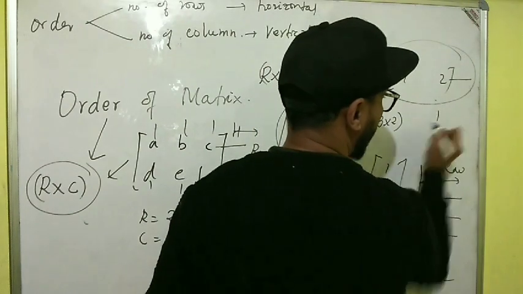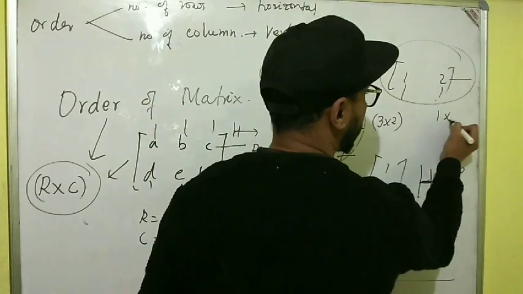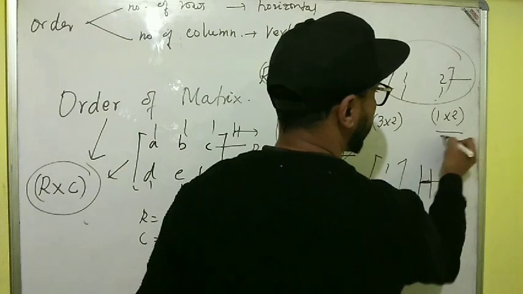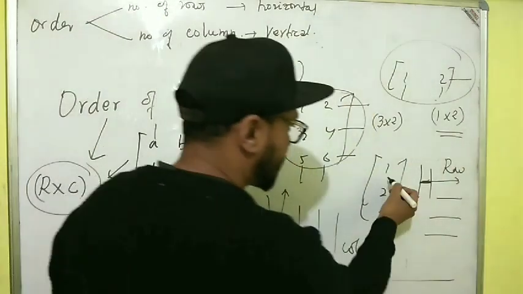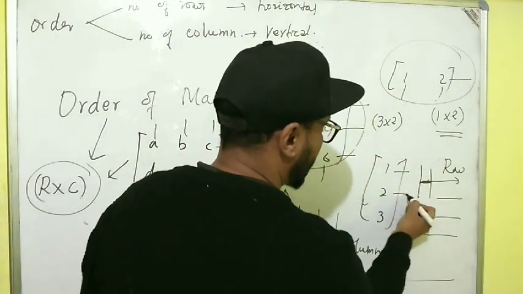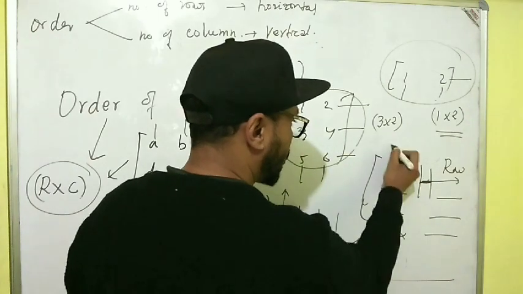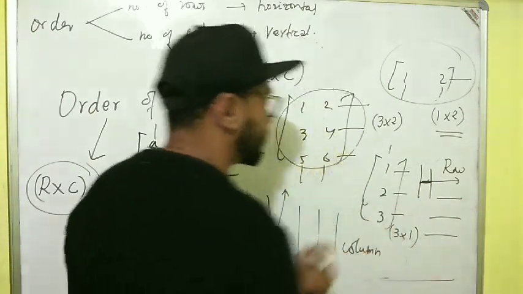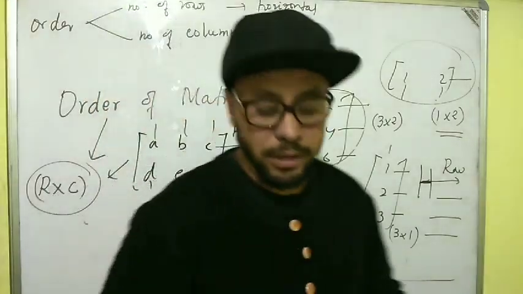Now let's look at another example. How many rows do we have? We have one row, and how many columns? Two columns. So the order of this matrix is 1 cross 2. Now let's look at this one. How many rows do we have? 1, 2, 3. So 3 rows, and how many columns? 1. So the order of this matrix is 3 cross 1.